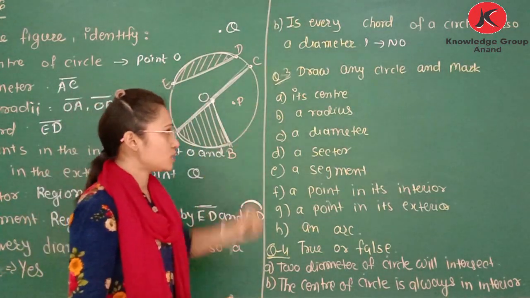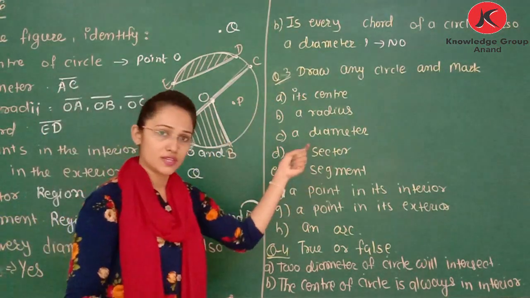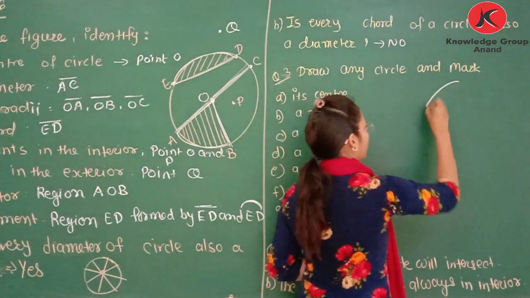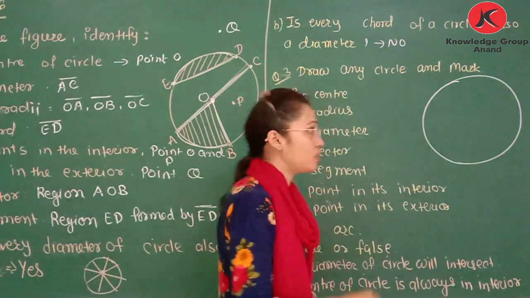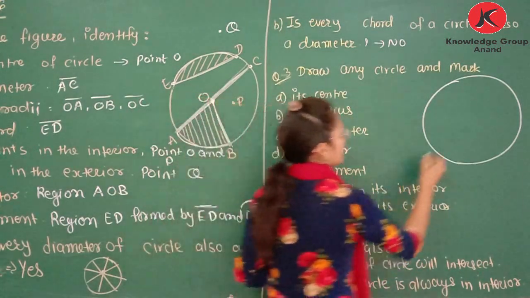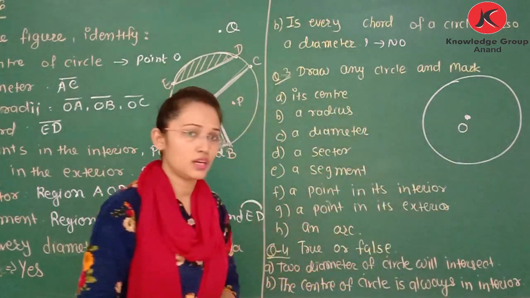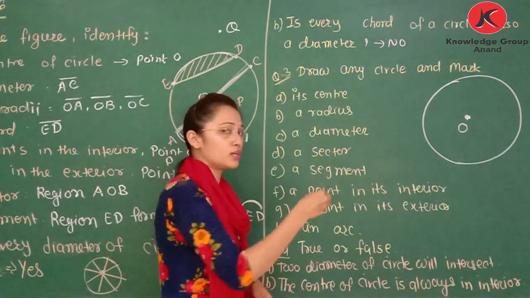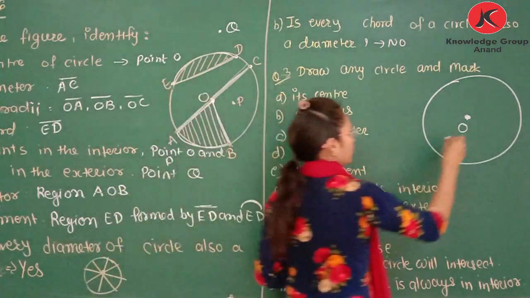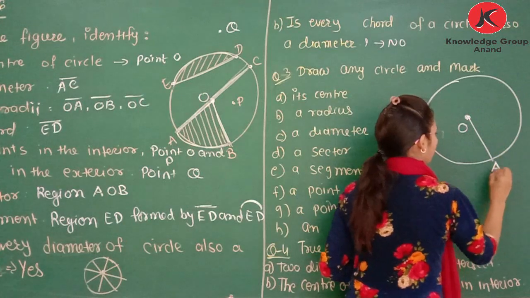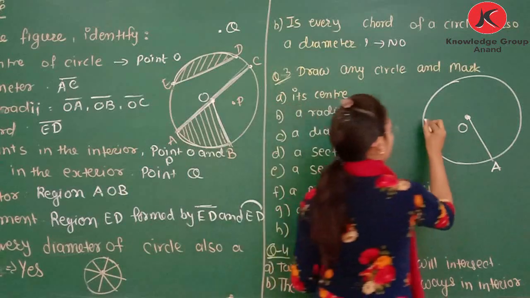Now, question number 3. Draw any circle and mark. Draw one circle, so let's draw it. So we have this circle. Its center, let's say center O. So this is the circle with center O. You need to draw it with the compass. A radius, so let's draw one radius, OA. A diameter, let's draw a diameter.